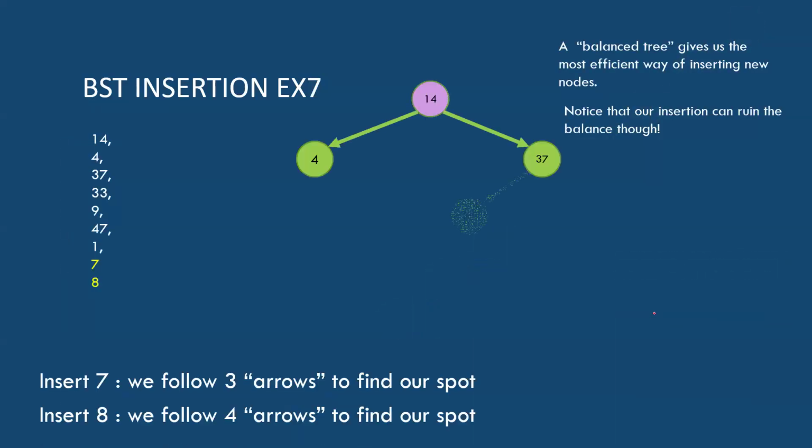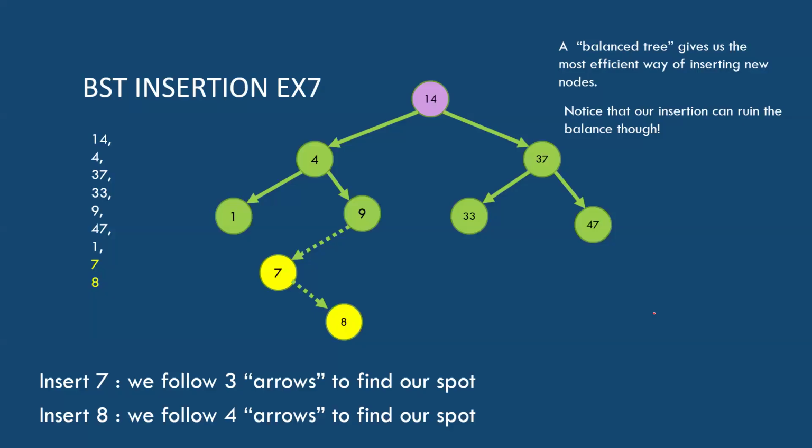Lots of ways to insert, lots of outcomes that we might get. Here's one that's not too balanced. And if we want to find something, remember that we have to go to the very leaf to figure out that it's not there. So our worst case search is probably the longest chain that we have. And so longer chains are frowned upon if we can avoid them. Okay.